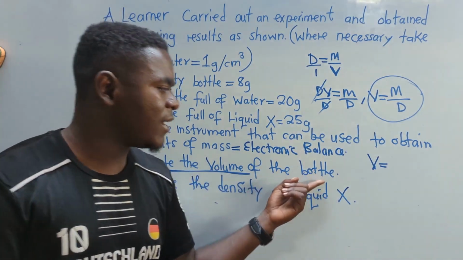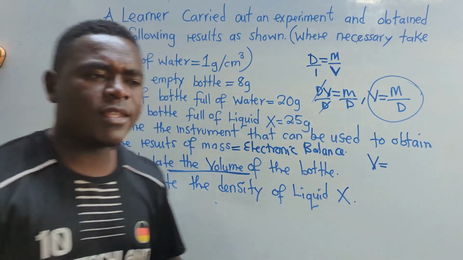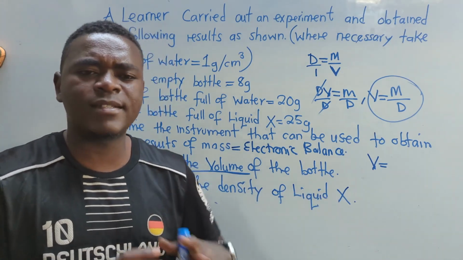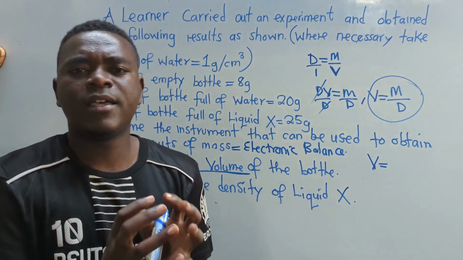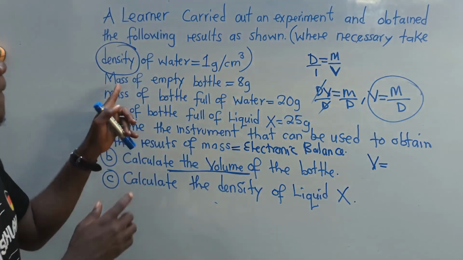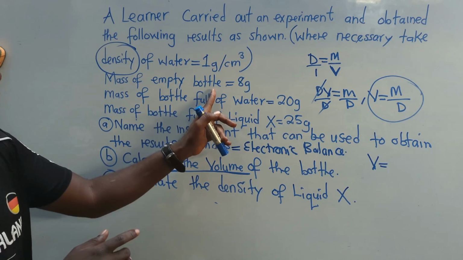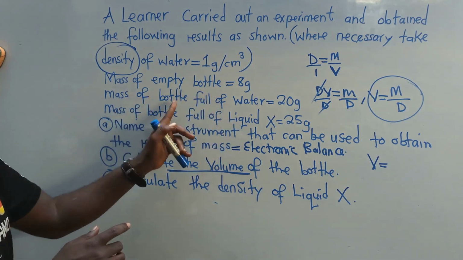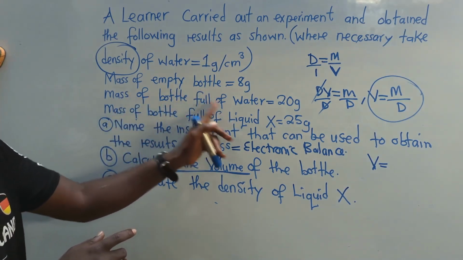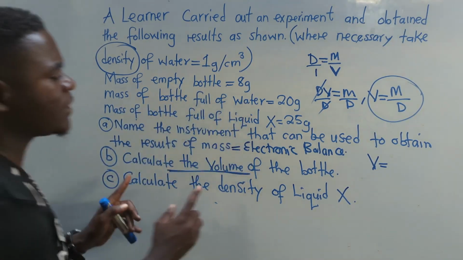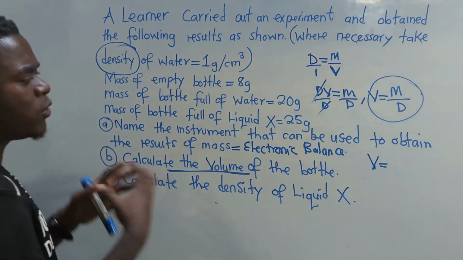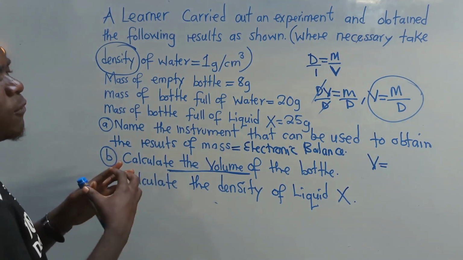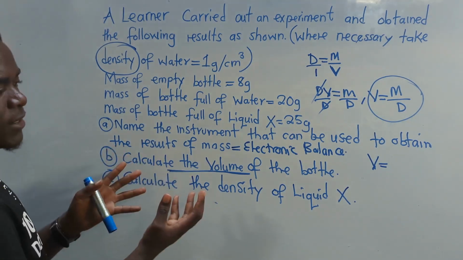So for us to calculate the volume of the bottle, this volume of the bottle is just the same as the volume of the water. This is what you need to understand. Now, this is mass of an empty bottle. This is what you are given. Mass of bottle full of water. So to calculate now, the volume of the bottle is just the same as the volume of the what? Water. Just one and the same.